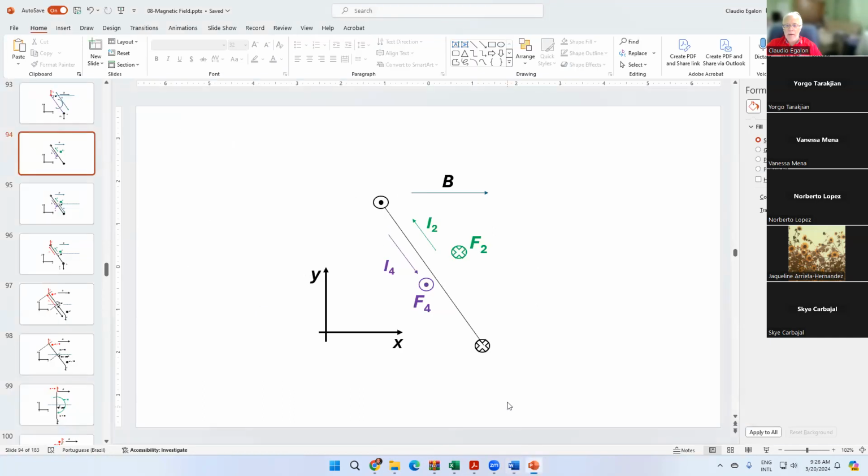Let's take a look here. Yeah, it's perpendicular. Arms 1 and 3 are perpendicular to the B field because arm 1 is towards you. It makes an angle of 90 degrees with respect to B, and arm 3 also makes an angle of 90 degrees with respect to B.